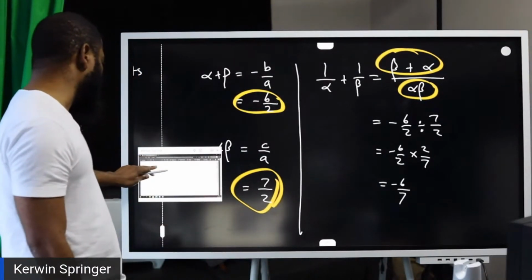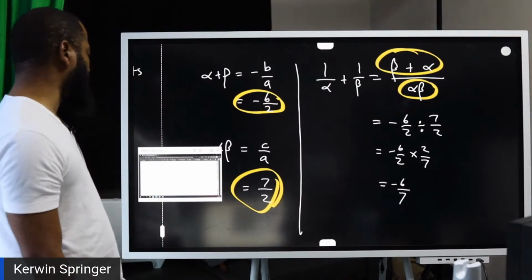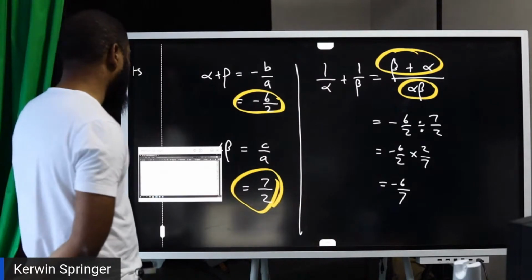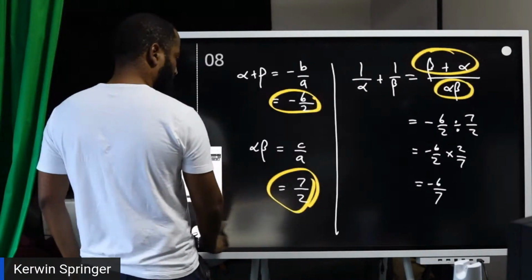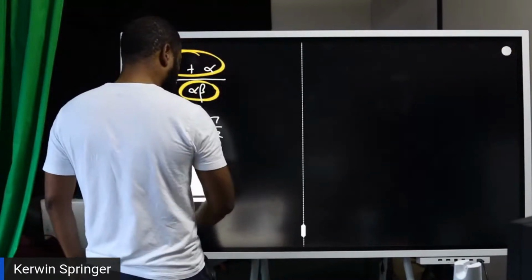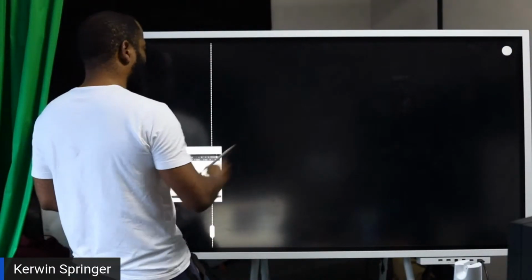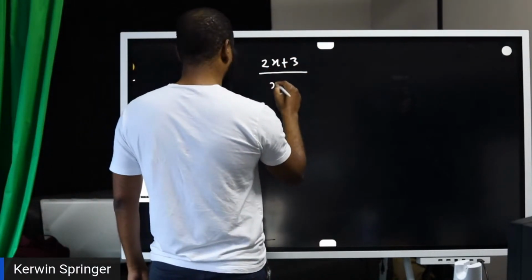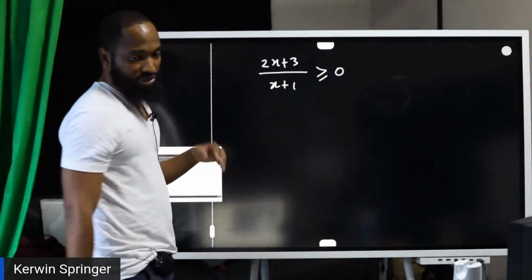Next part of the question was, there are a few ways to do this question. I'll do it in one of the more popular ways. Determine the range of values. I'll write it out. That part was nice. Determine the range of values 2x plus 3 all over x plus 1 greater than or equal to 0. I want you to determine the range of values for this.